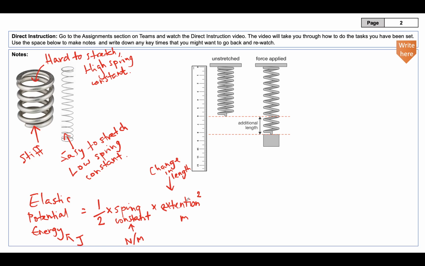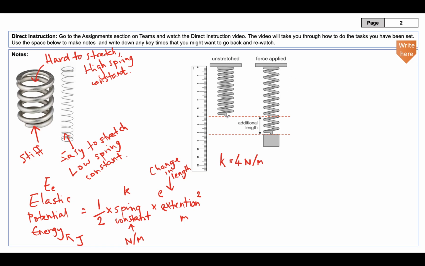Alright, let's have a look at a specific example. This spring here has a spring constant K. This is given the symbol K, this is given the symbol E, and this is given the symbol capital E with a little e next to it. So the K, the spring constant, is 4 newtons per metre. That means if I applied a force of 4 newtons to this spring, it would stretch by 1 metre.